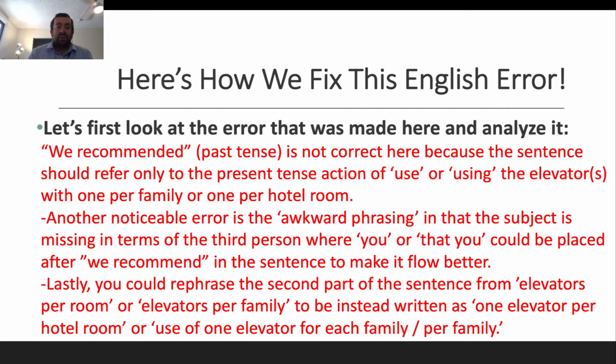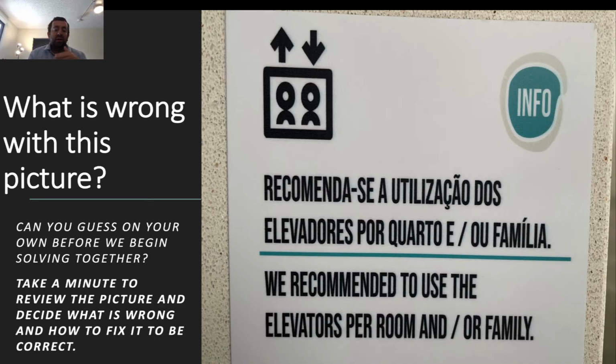Another noticeable error is the awkward phrasing, in that the subject is missing. You need two subjects here in terms of the third person. That would be "you": we recommend you, imploring or asking the person. It's like we, the hotel, recommend you, the guest, or that you. So that could be placed in the sentence after "we recommend" to make it flow better. So instead of saying "we recommend to use the elevators per room and or family," we want to change it to "we recommend that you use" or "we recommend you use the elevators per room and or family."